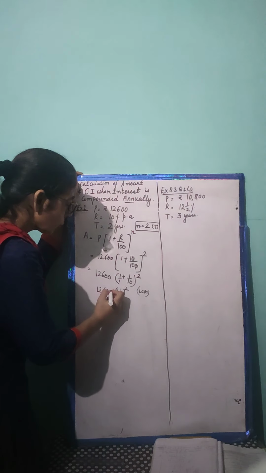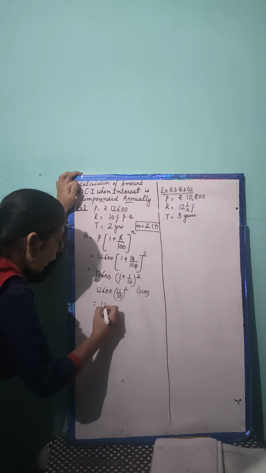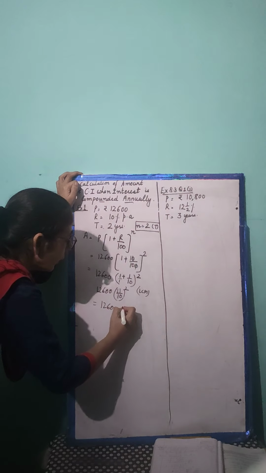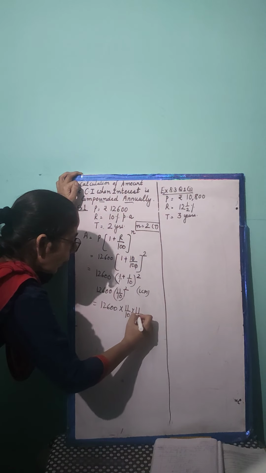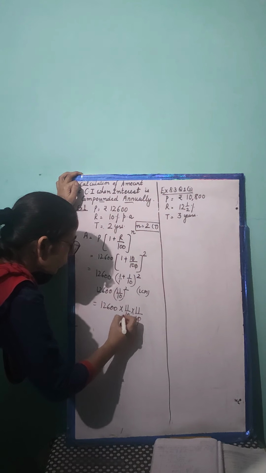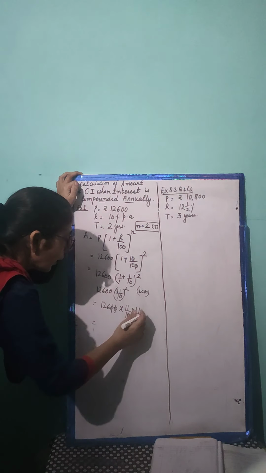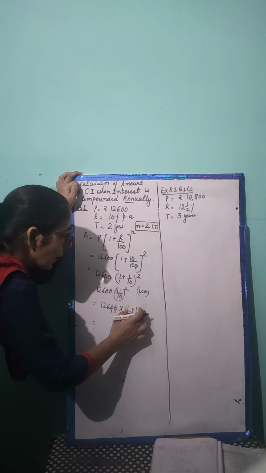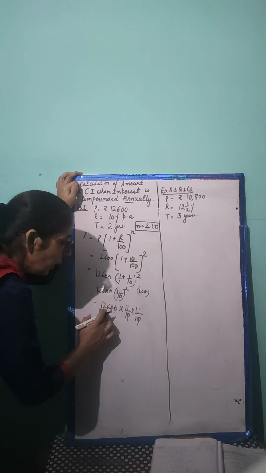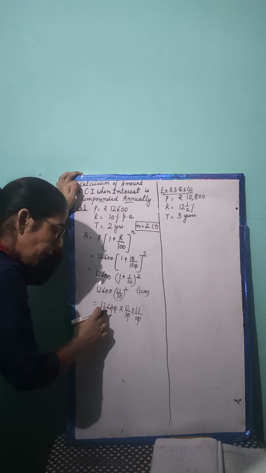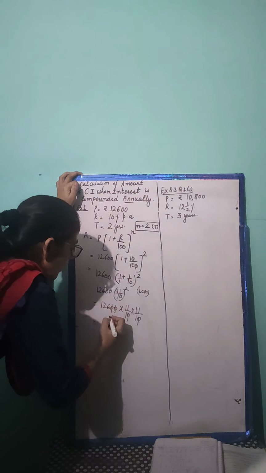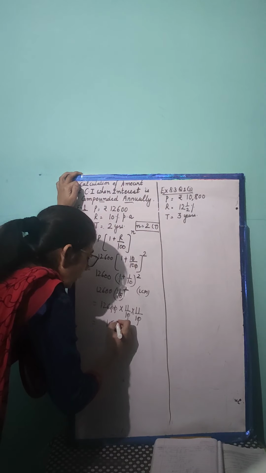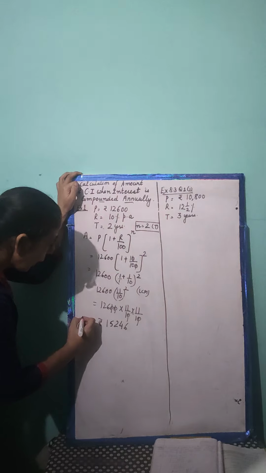So, how to calculate 12,600 into 11 by 10 into 11 by 10. 2 zeros will cancel out, and when we multiply 11 elevens, we get 121. When 121 is multiplied with 126, what we get as the answer is 15,246. So this is the amount.